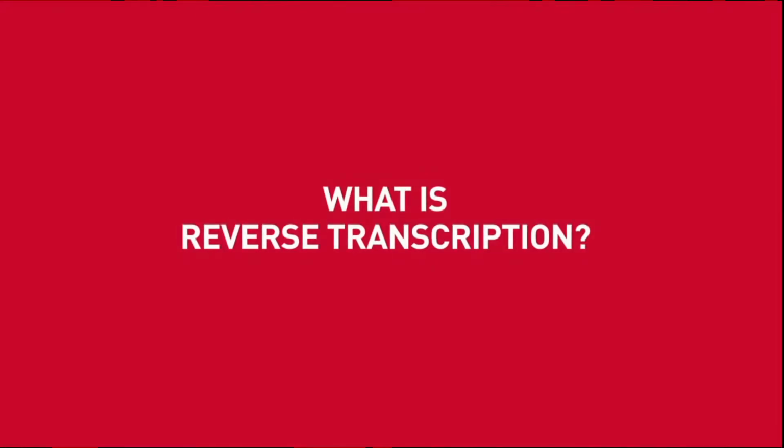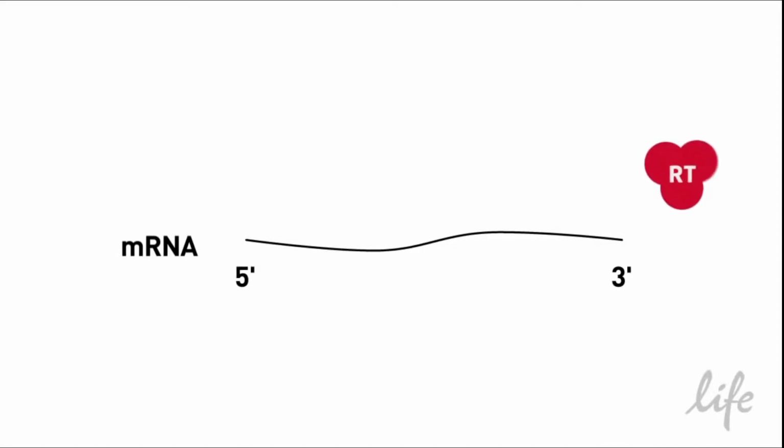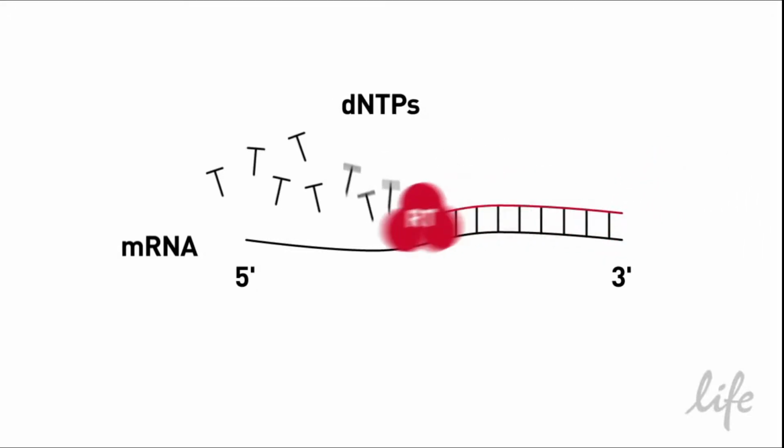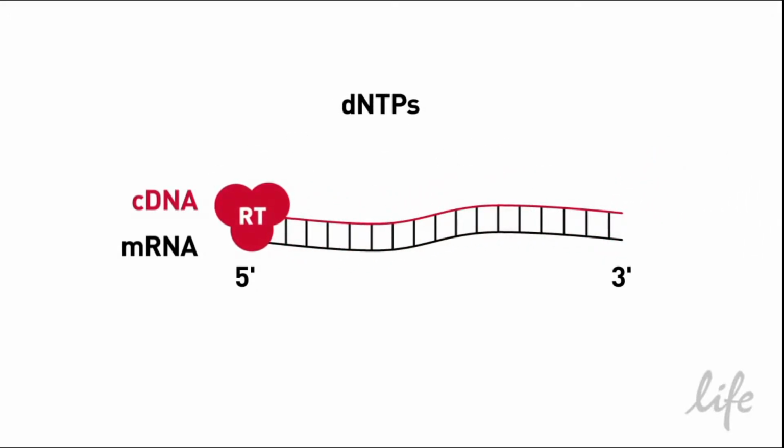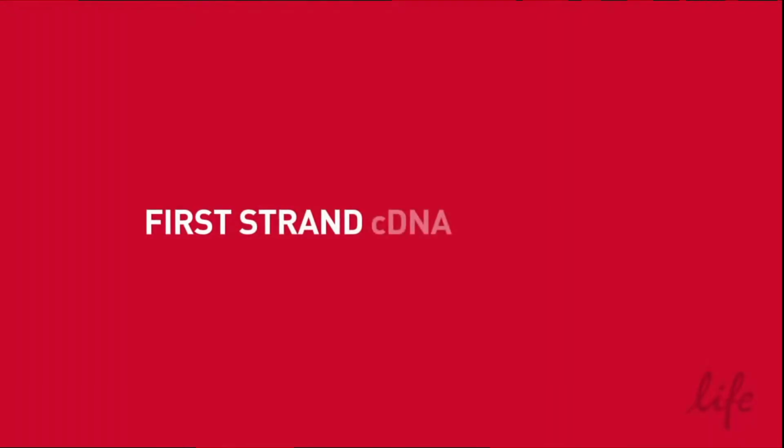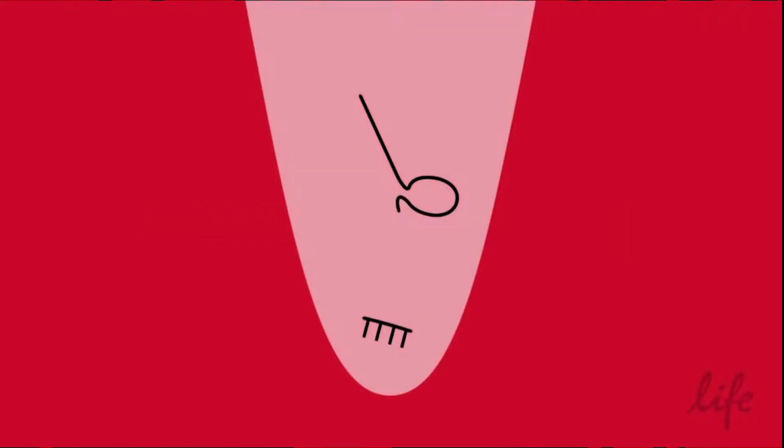Reverse transcription is the process of making complementary DNA, cDNA, from single-stranded RNA. The experiment requires RNA, a reverse transcriptase enzyme, a primer, and dNTPs. The RT experiment is also called first-strand cDNA synthesis. The steps are as follows.